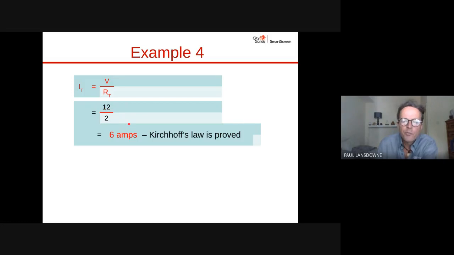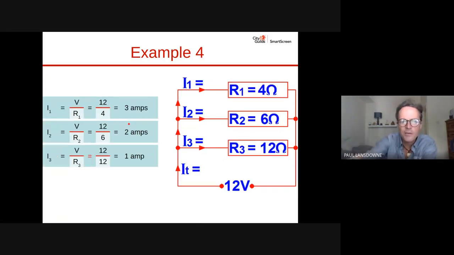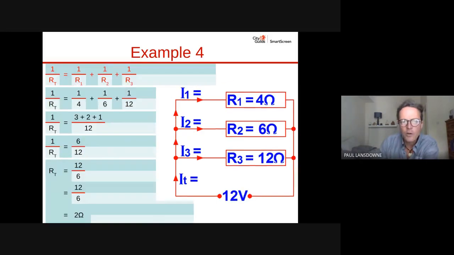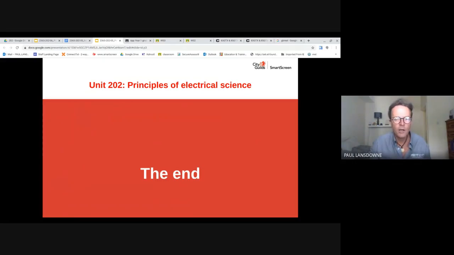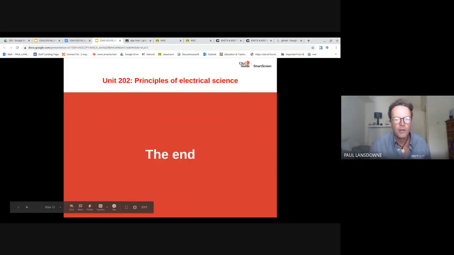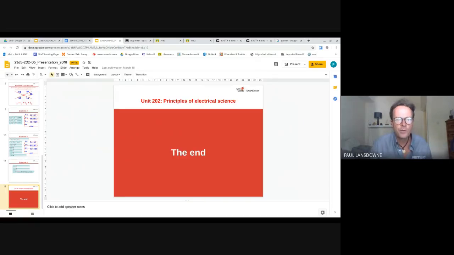So then we've proved Kirchhoff's law. So it's just a double check. We can work it out individually, 6 amps, and then we can work it out as a total. So a lot of these handouts and the worksheets that I give you will be regarding that, where we will just double check our work at the end by using Kirchhoff's.